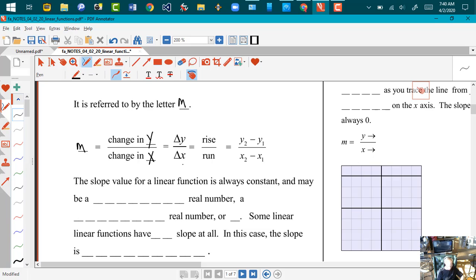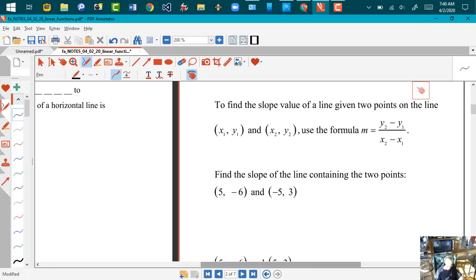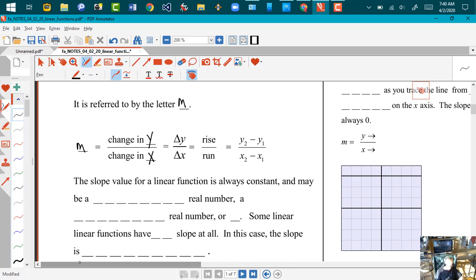Sometimes you'll see it as delta y over delta x, and delta is the Greek letter that in mathematics and other fields typically means change. Rise over run, and if you have 2 points, it's the difference of the y coordinates over the difference of the x coordinates. So the slope of a linear function is always a constant. In fact, that's the most important thing about lines, is that they always have the same slope, as opposed to exponential functions like what we're doing with graphing COVID cases in the US recently.